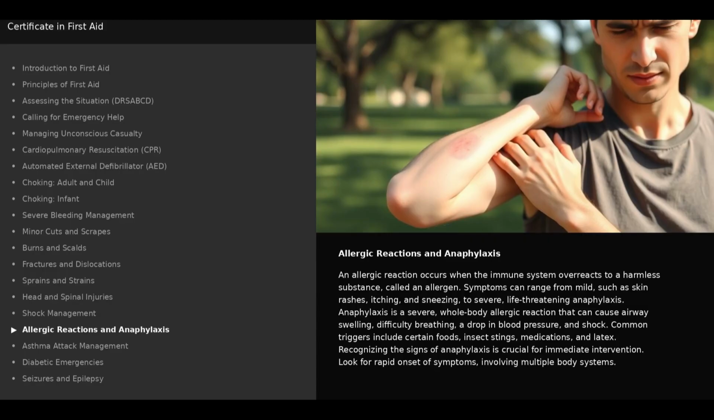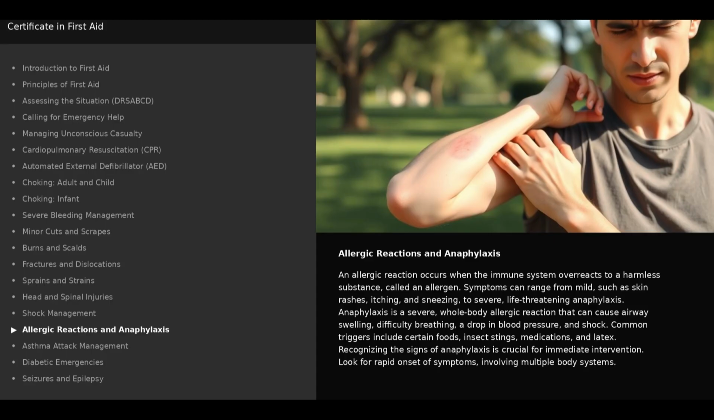Allergic reactions and anaphylaxis. An allergic reaction occurs when the immune system overreacts to a harmless substance called an allergen. Symptoms can range from mild, such as skin rashes, itching, and sneezing, to severe, life-threatening anaphylaxis. Anaphylaxis is a severe, whole-body allergic reaction that can cause airway swelling, difficulty breathing, a drop in blood pressure, and shock. Common triggers include certain foods, insect stings, medications, and latex.